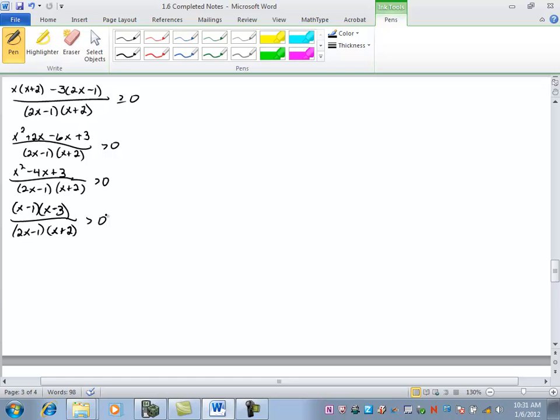All right, now we're ready to divide our number line up. At x equal 1, this rational is 0. Same thing at 3. At x equal 1/2, we have an asymptote. Same thing at negative 2. Okay, so we've got 5 test regions here to consider.